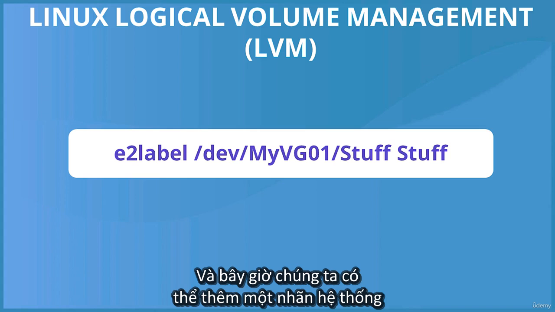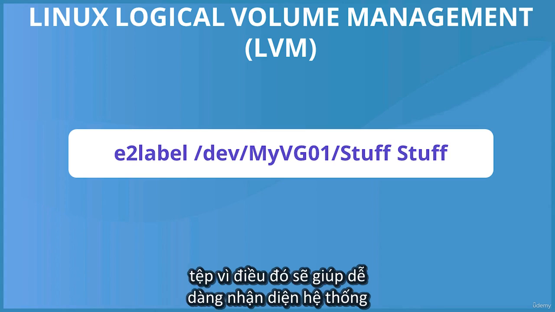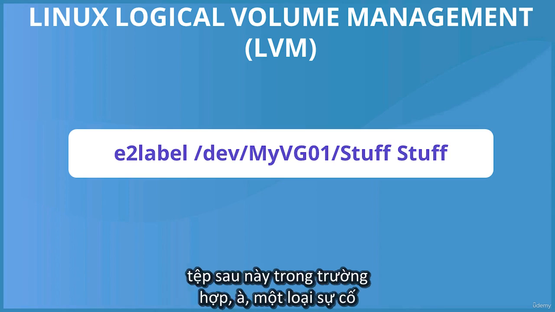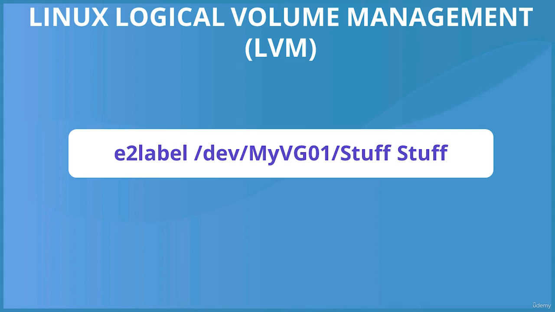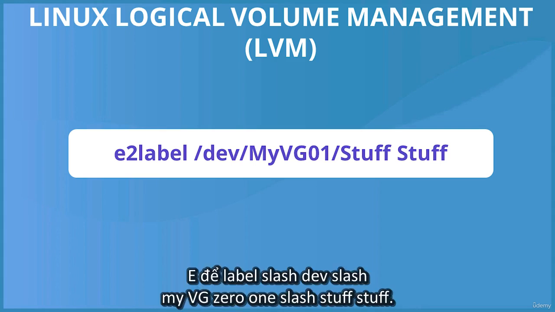And now we can add a file system label, because that's going to make it easy to identify the file system later in case of some kind of disk-related problem that you may or may not encounter. e2label /dev/myvg01/stuff.